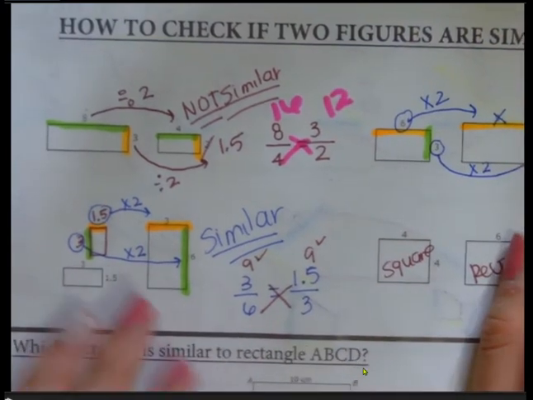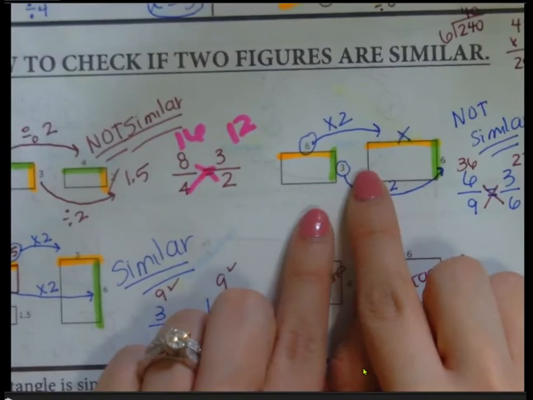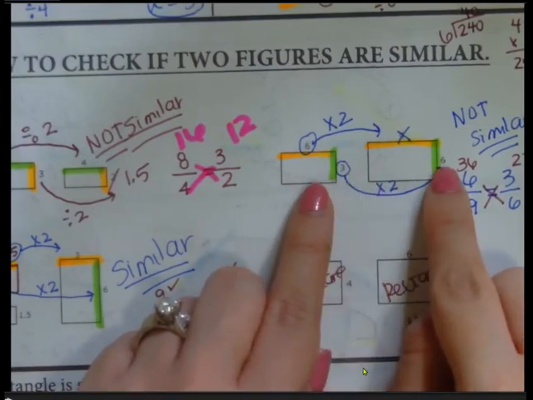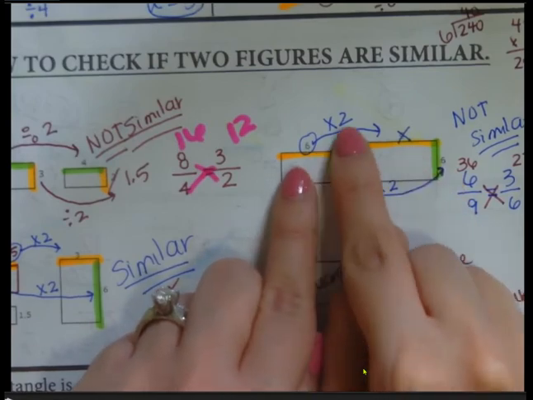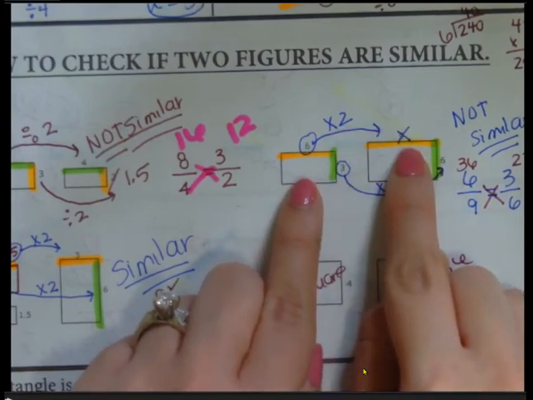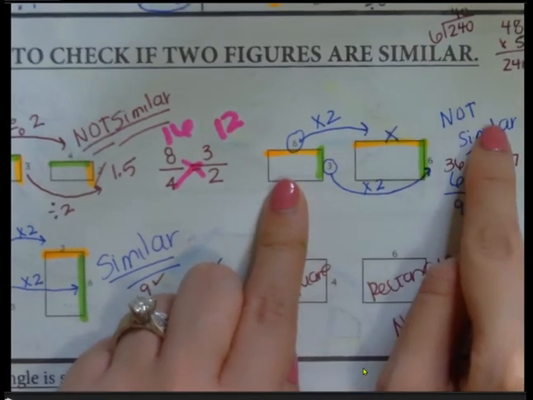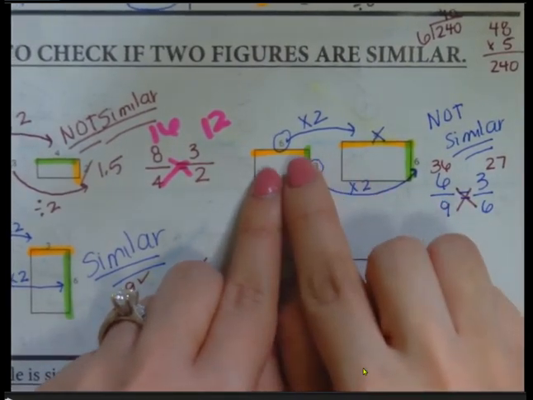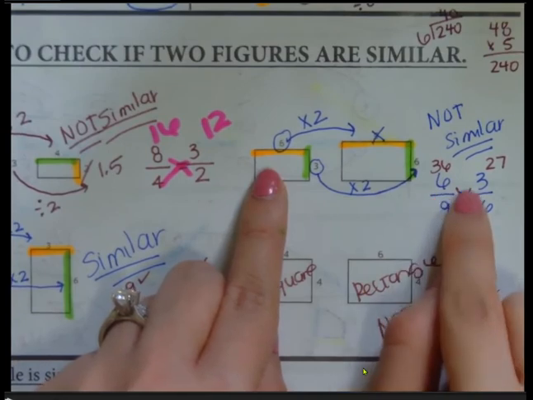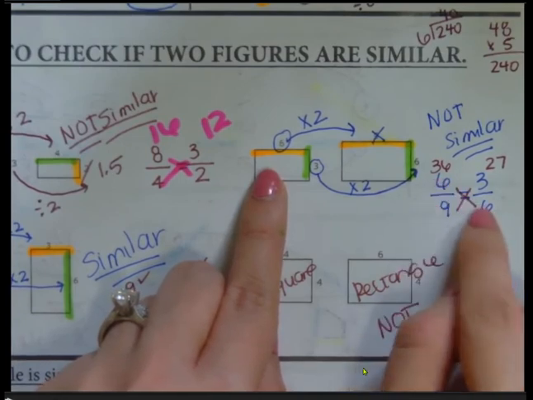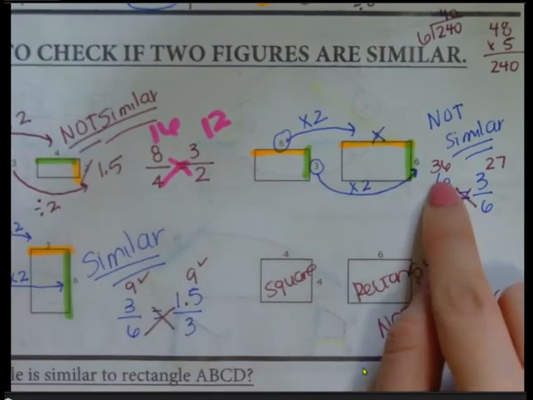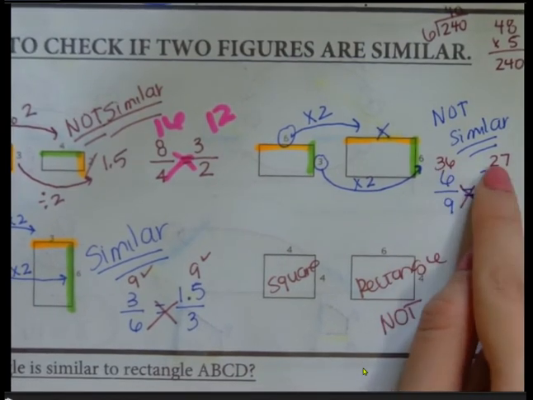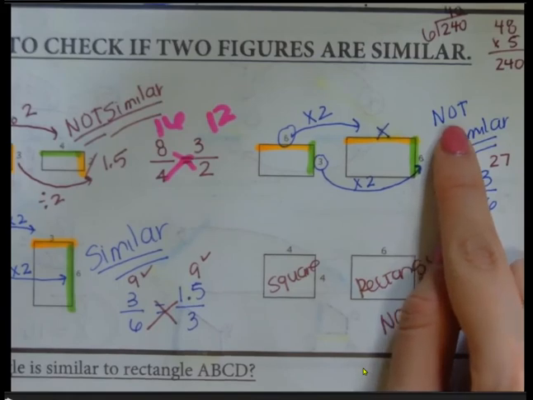Okay, over here I have another example. Look at the relationship from 3 to 6, it's times 2. But 6 times 2 does not give you 9. It gives you 12. So that's why they're not similar. If I do my proportion, I pair up 6 with 9, 3 with 6. Check the cross multiplications. 6 times 6 is 36. 9 times 3 is 27. They're not equal. They're not the same number, so they're not similar.